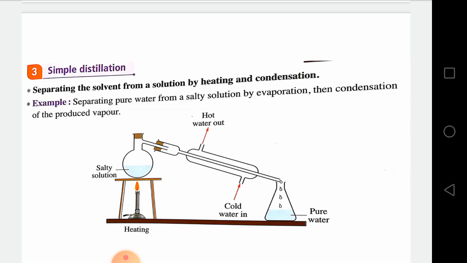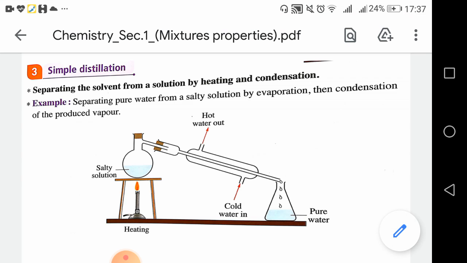Here we have a round flask, closed with a rubber stopper or cork, and it has a side tube connected to a condenser. Through this condenser, cold water is passed from down to up to cool the vapor which comes from the round flask, then the condensed liquid is collected in a conical flask as pure water.